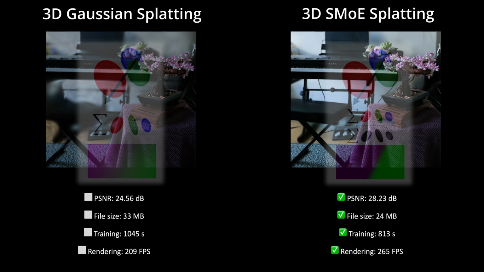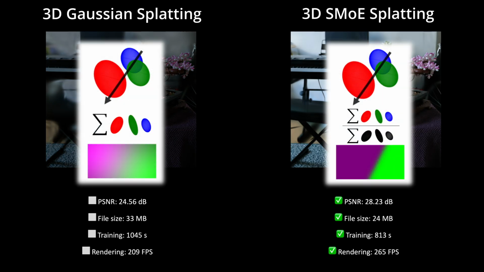What enables this improvement? We rethink the regression step of 3DGS. Traditional blending uses a weighted sum of Gaussians. Our method, in contrast, uses a weighted sum of soft-gated experts.